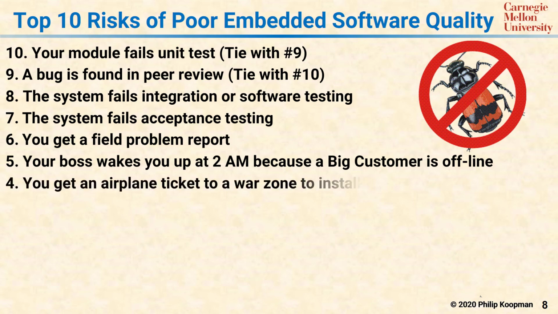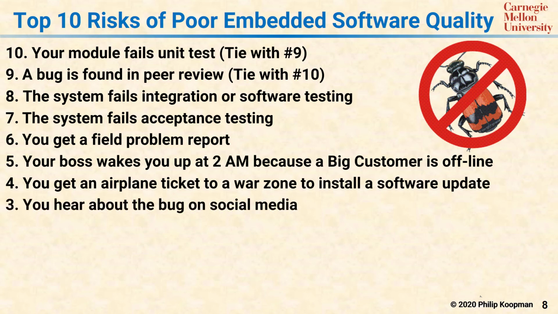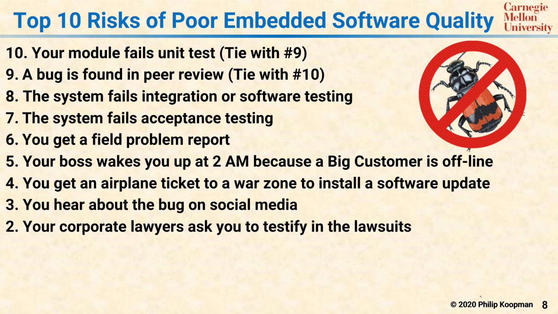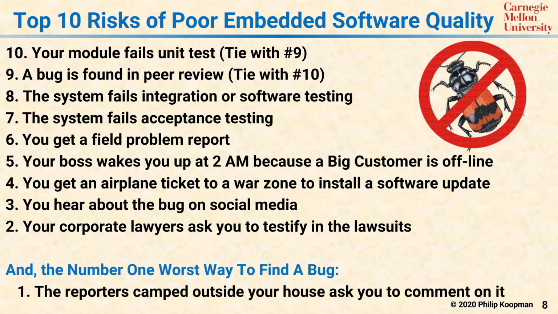Number 4, you get an airplane ticket to a war zone and you get to install the software update by reflashing the system that's deployed in some military base. Number 3, you hear about the bug on social media and it's not from your friends. Number 2, the corporate lawyers ask you to testify in the lawsuits involving the software defect in the product you designed. And the number one worst way to find a bug? The reporters who are camped outside your house on your lawn ask you to comment on it as you come out your front door on your way to work.